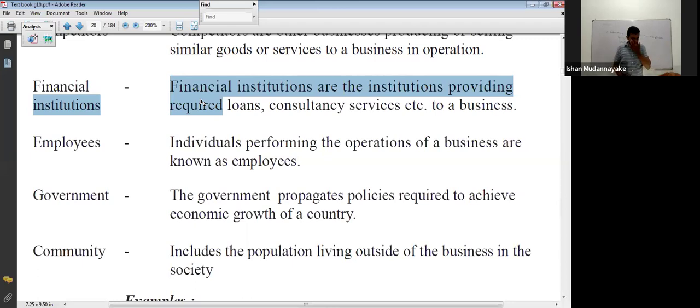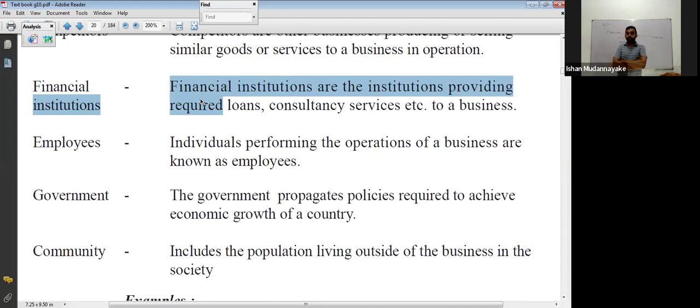Financial institutions are the institutions providing required loans, consultancy services, etc. to a business. Financial organizations provide loans and other consultancy services to the business organization. And then the duty of the business organization is to repay loans obtained on time.